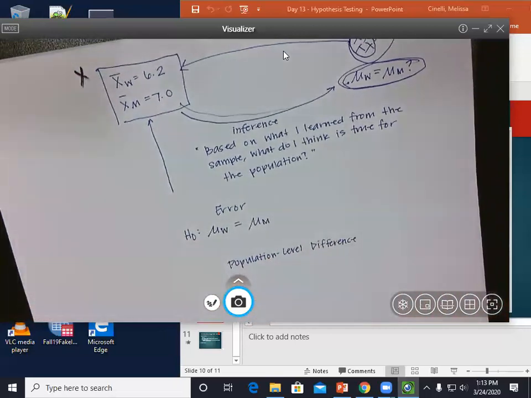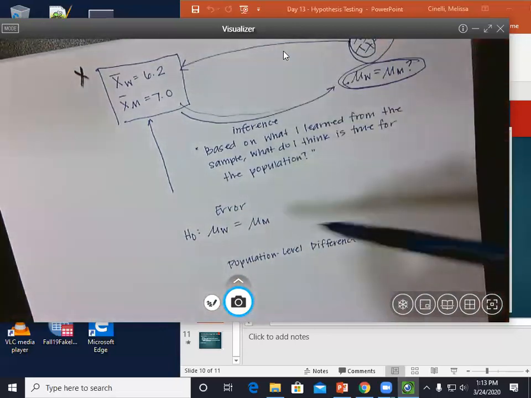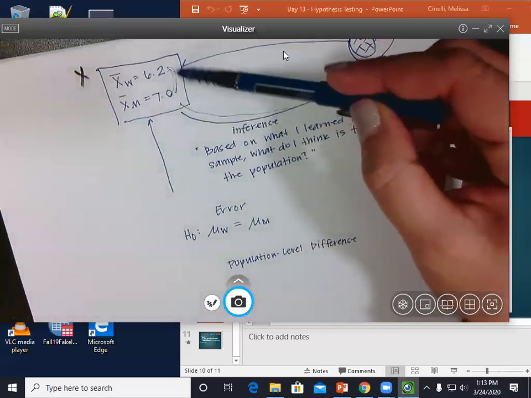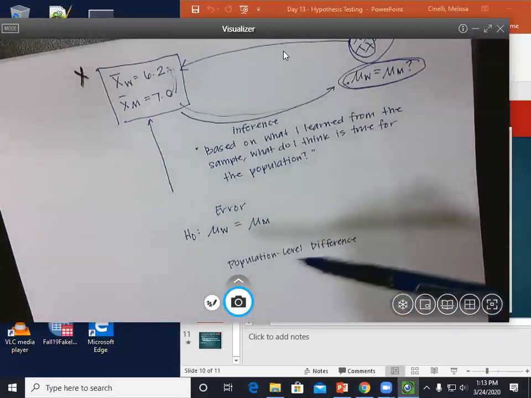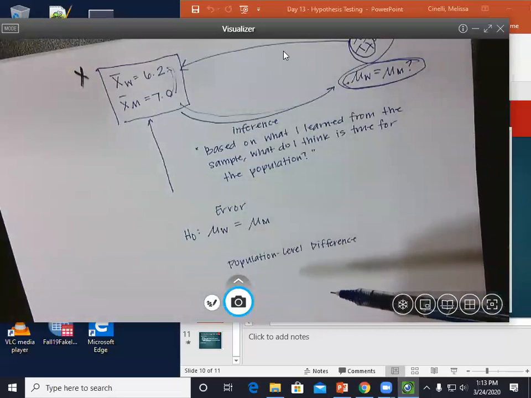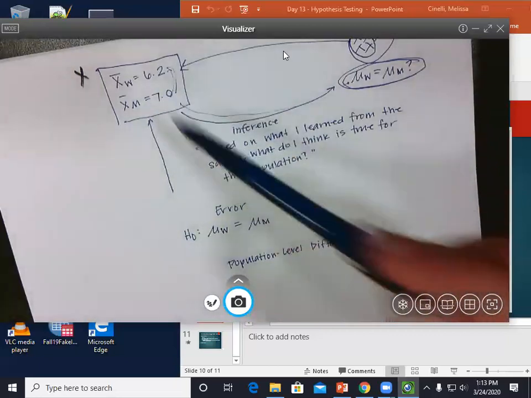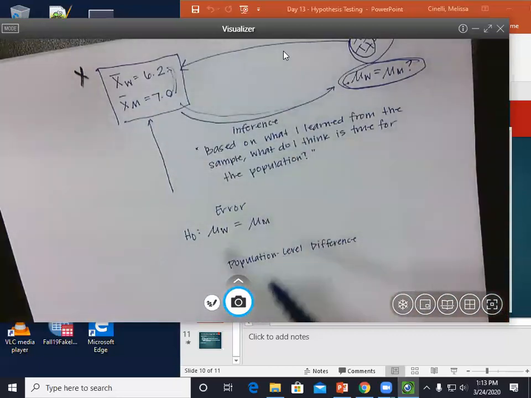Sometimes I think that students get frustrated by this because they say, how can we set up a null hypothesis? And especially if we fail to reject that null, how can we look at these numbers and conclude the population mean for the women is equal to the population mean for the men when we see this difference in our sample? The null hypothesis is not blind to that difference that you're seeing in the sample.